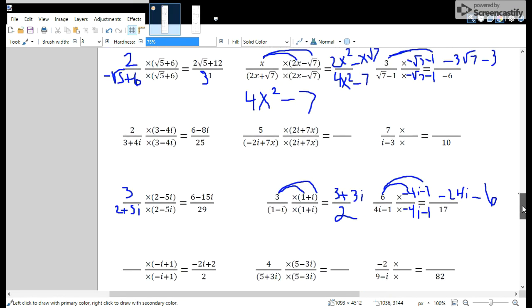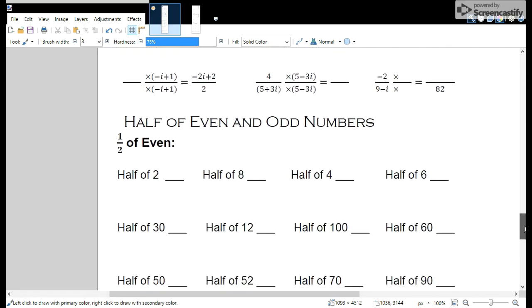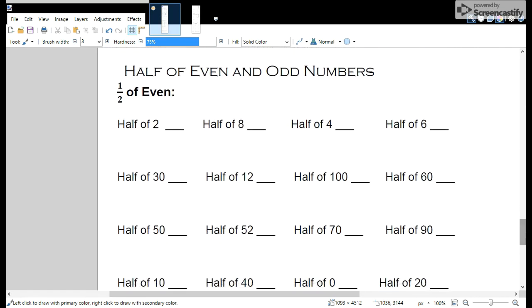Let's turn to the next page. Half of even and odd numbers. So let's find half of these even numbers. Half of 2 is 1. Half of 4 is 2. Half of 6 is 3. Half of 8 is 4, and so on.